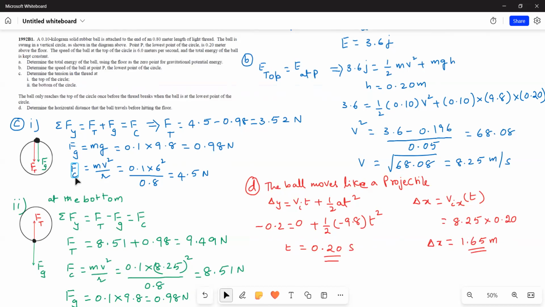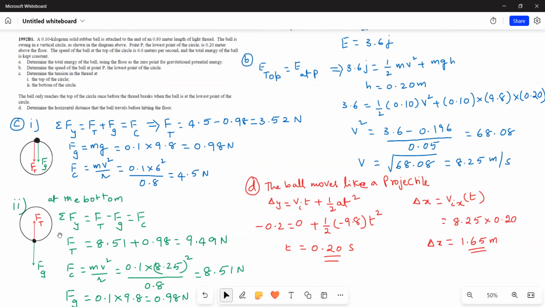And Fc is equal to mv squared over r, which is 0.1 times 6 squared divided by 0.8. At this point, the velocity is 6 meters per second, so I am taking that value and calculating the centripetal force. Plugging in these values, Ft is equal to 3.52 newtons.